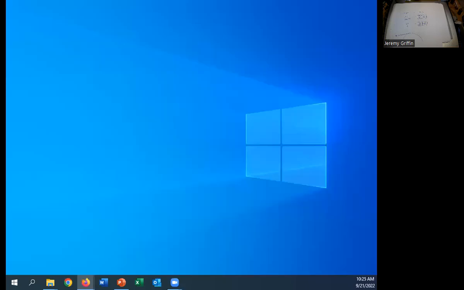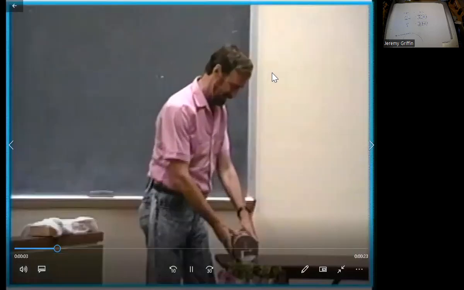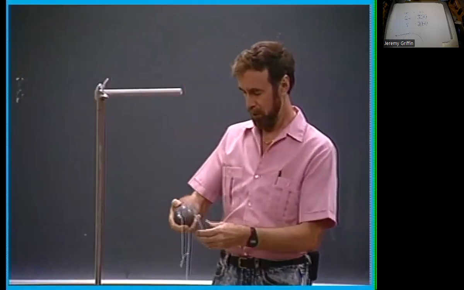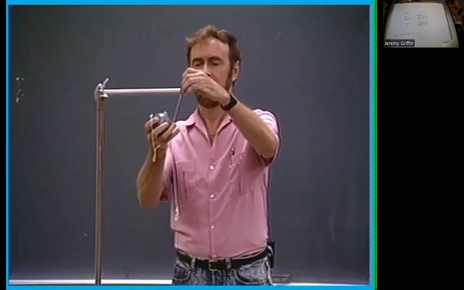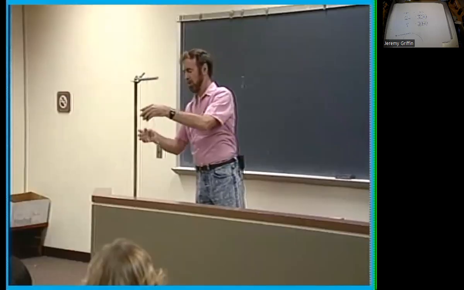So we've got a couple minutes left here. Let's do a little Paul Hewitt right here. Here's a ball. Hold it up here. And the ball is hanging.